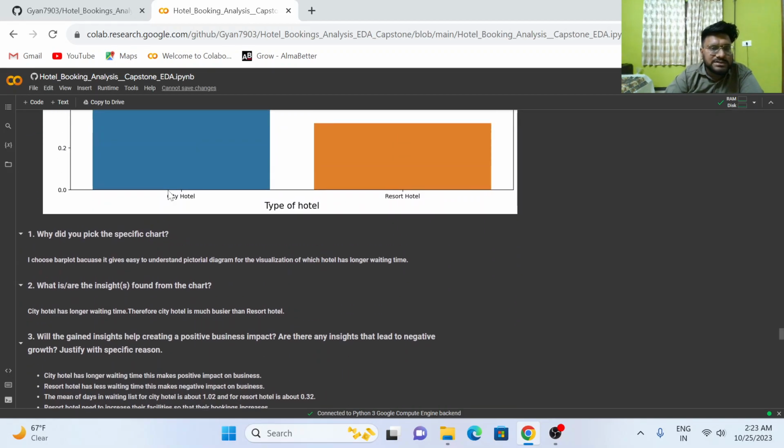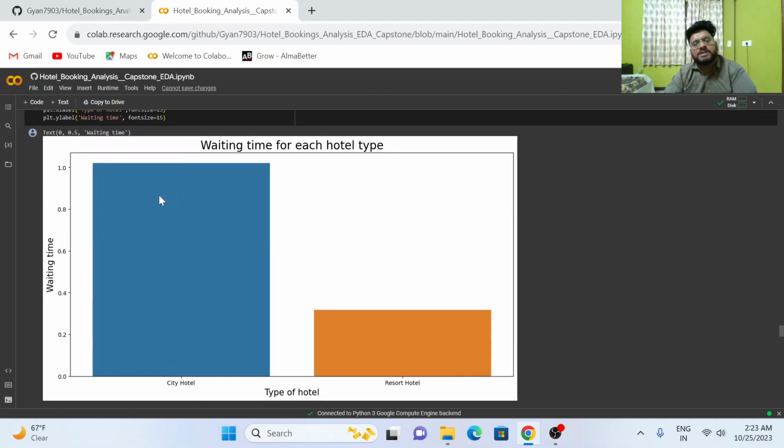So the reason might be the larger number of bookings in the city hotel, as we have seen in the previous observations also, that the city hotel had the larger booking, so the waiting time obviously must be higher for them.